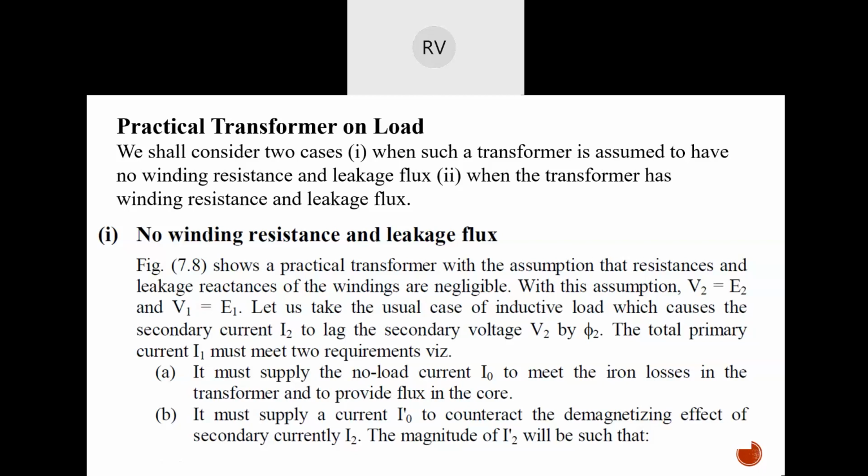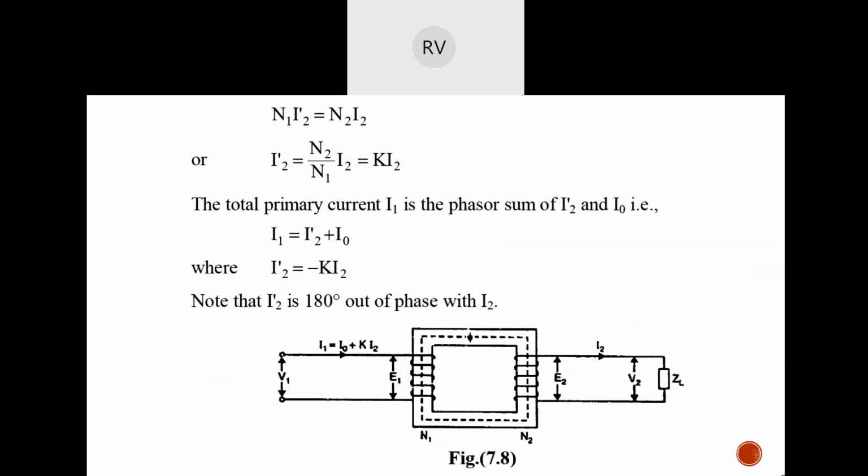This shows figure 7.8. Here you are seeing the practical transformer without any winding resistances and leakage flux. So you will not have any R1 or X1 in this case. R1, X1 will be absent as well as R2, X2. You will have a transformer which has some losses, and you are connecting the transformer to the load.